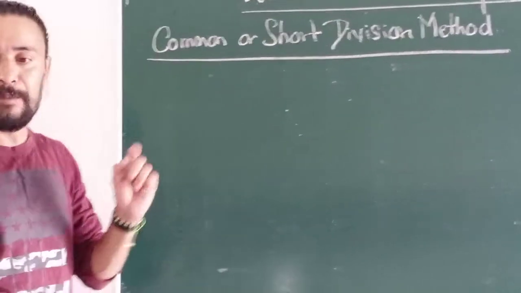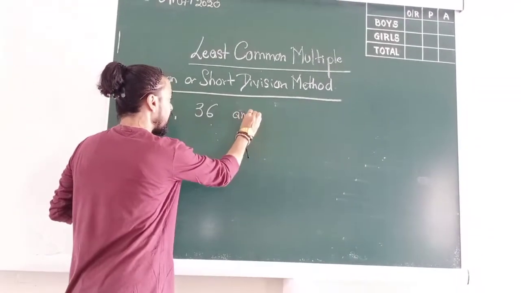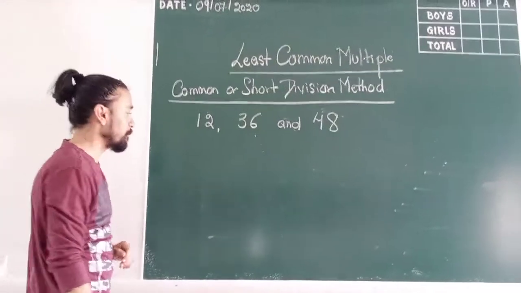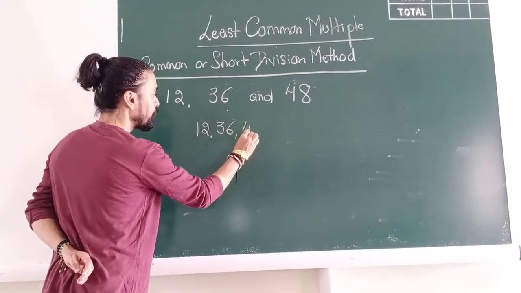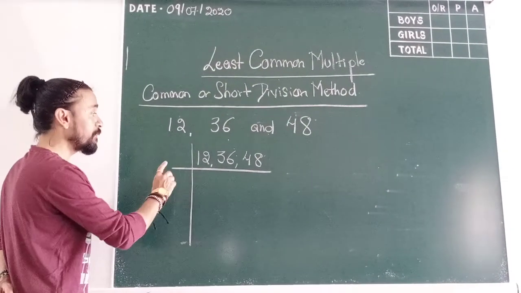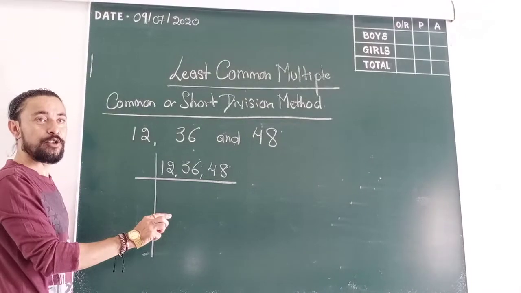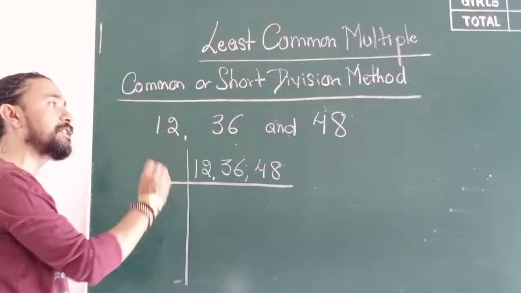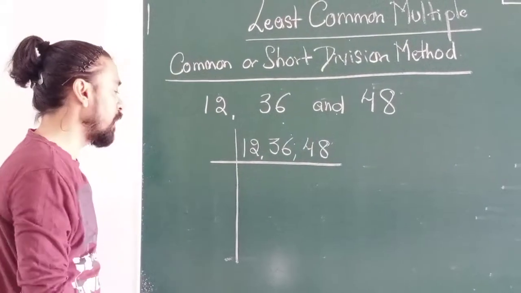Let's take the same numbers. The numbers that we have taken were 12, 36, and 48. I'm taking the same numbers to just show you that even when the method changes, the answer remains the same. Now, common division method means I take all the numbers together, just like HCF. But in HCF, I divided the numbers by a common prime number, and then I went on dividing. But here in LCM, even if one number is divisible by a prime number, you divide and the other numbers come down. They may all divide at a time, they may divide one at a time. Let's see how this goes.